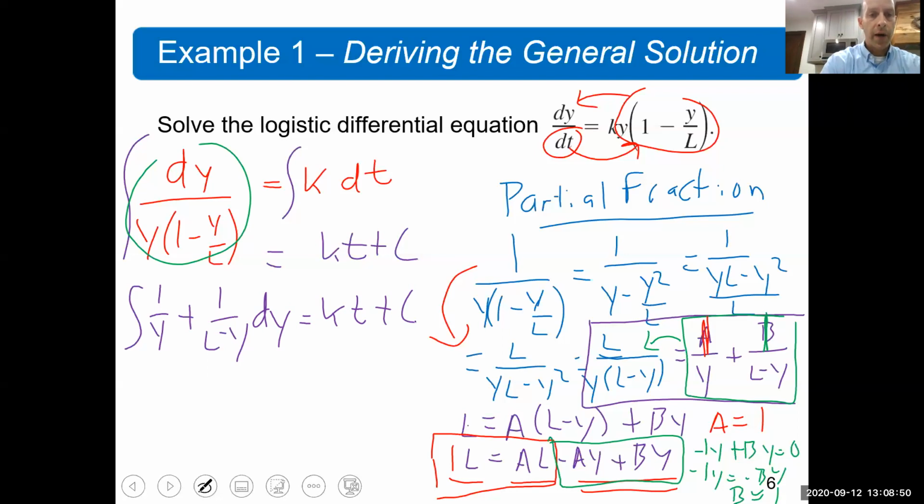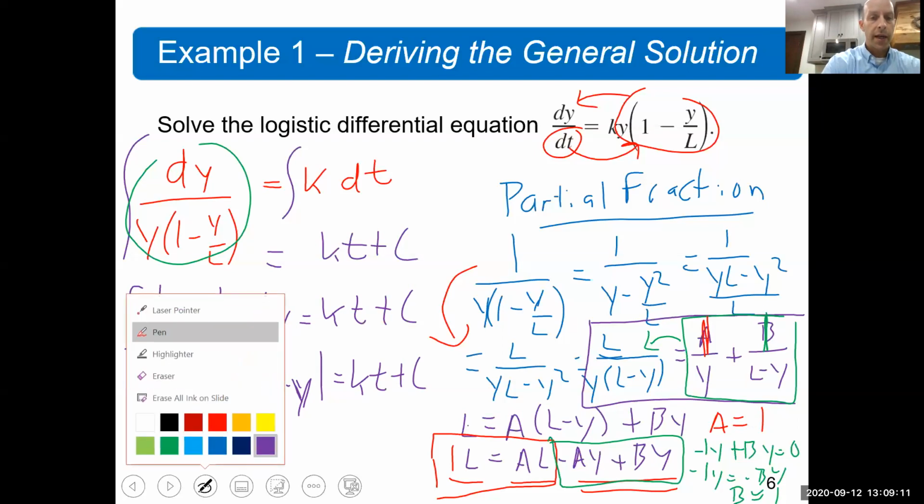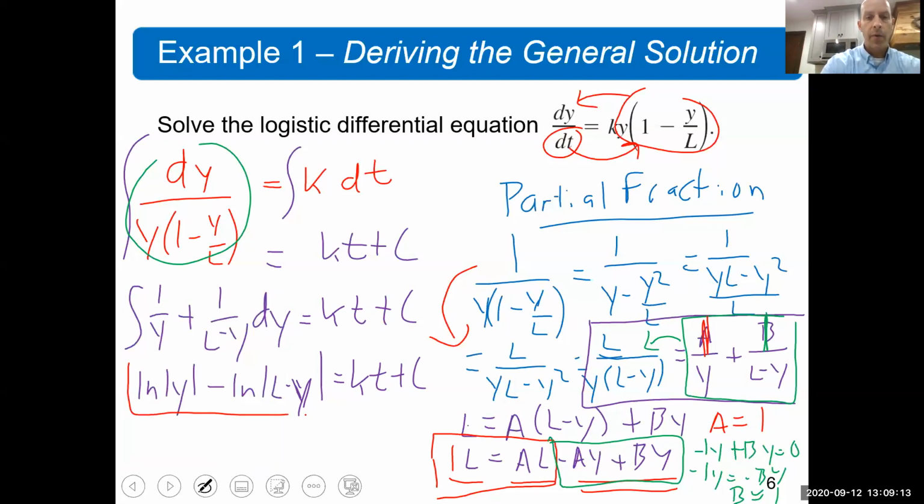Okay, so now we can integrate the left-hand side, and we integrate that. We're going to get the natural log of y minus the natural log of L minus y, that's a y here, equals kt plus c. Now I'm going to stop here for just a second. This isn't the answer, but we're getting there. I'm going to clean this up.